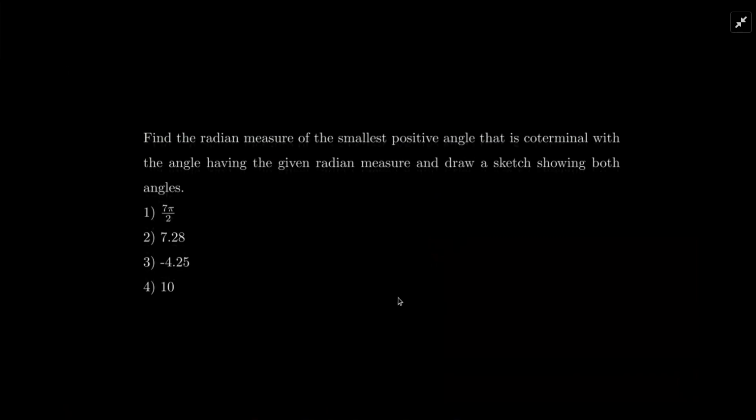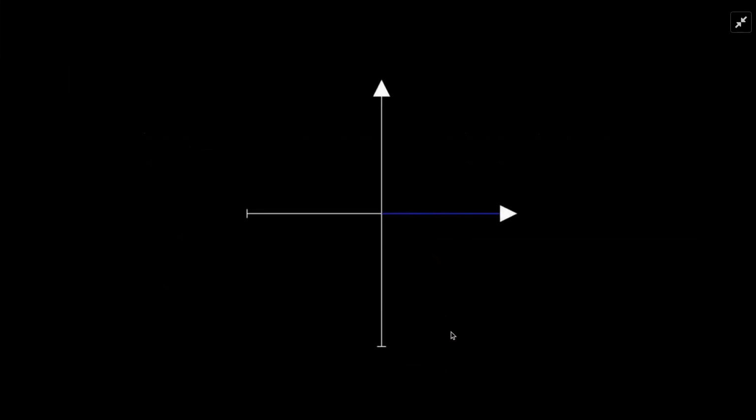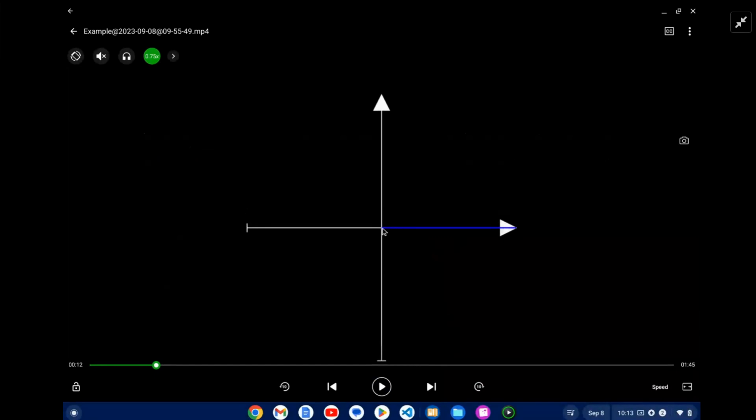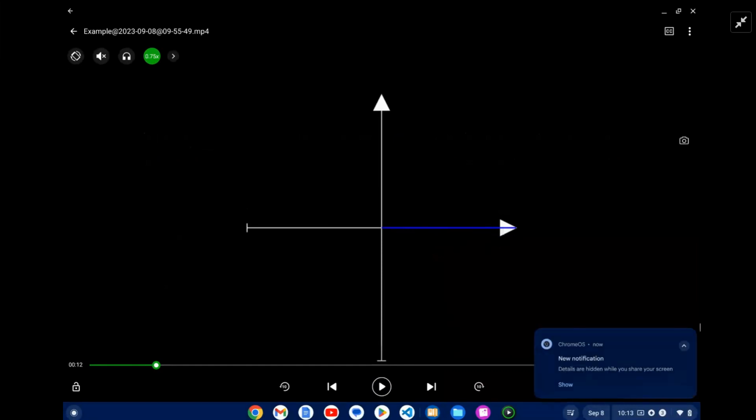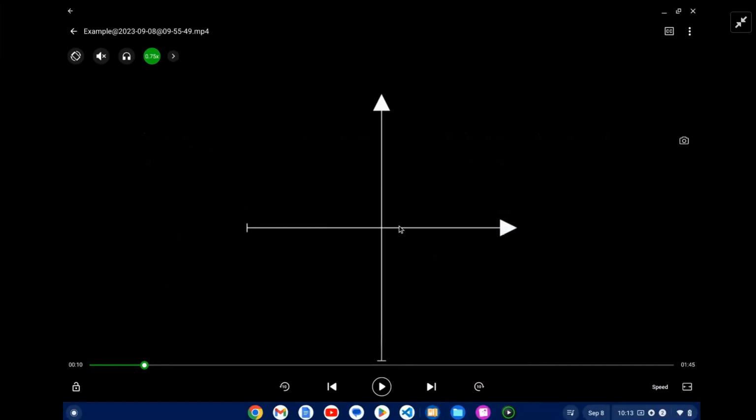Coterminal angles are angles that basically land us in the same place. If we think about a unit circle and I draw this radius, a coterminal angle to this would be this plus a full circle, which is 2 pi. Another one would be two full circles, so if I add 4 pi, that would bring us to the same place. We could also go the opposite direction and subtract a full circle, or subtract 4 pi, 2 full circles. We're going to look for the smallest positive.